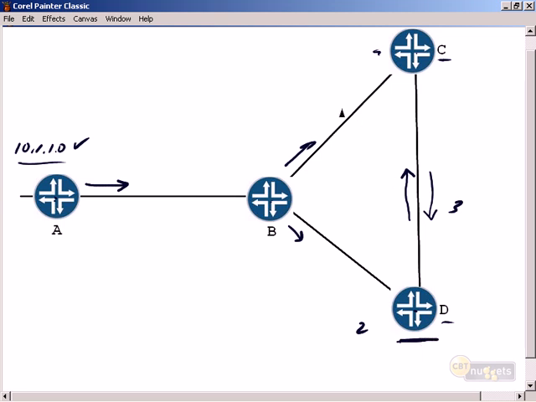Now, what happens, let's say, if this link gets broken? And this is where our redundancy is a good thing. Router C knows from its link layer 2 protocol that the link has failed to router B. And so the next hop router B to network 10.1.1 is no longer usable. So C can then choose the next best route to 10.1.1, that's via router D, 3 hops away.